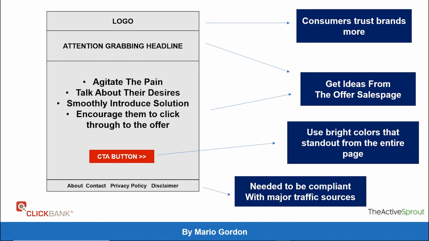The next thing, you want to make sure that you have the footer section that has the about, the contact, the privacy policy, and the disclaimer. As we're moving into an age where people are more concerned with their privacy and data and all of that, you want to make sure that your pre-selling page is compliant. This is needed for the major traffic sources. You want to make sure that when you submit your ads, you don't have any rejection because you don't have those things at the bottom. Those are basic things you should have. All right. So this is a basic framework you can use to design your pre-selling page.